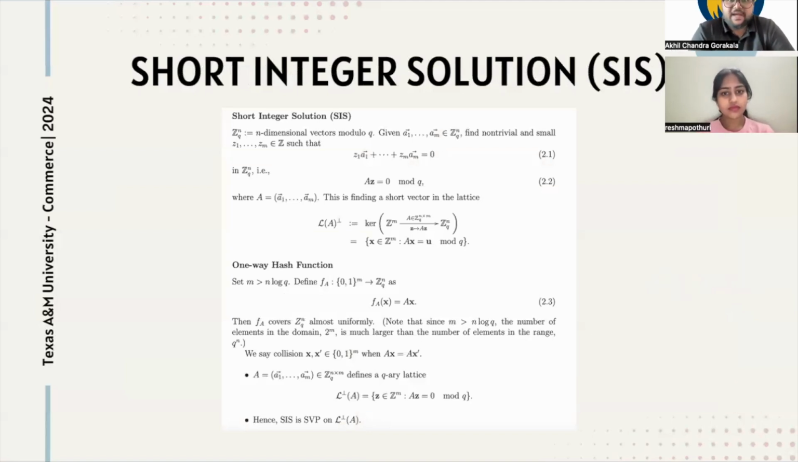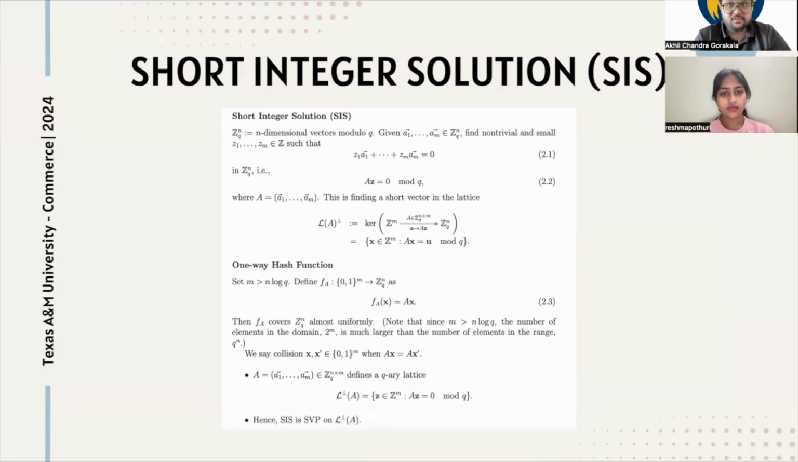So now coming to short integer solutions. This slide introduces the short integer solutions, the SIS problem, and other fundamental problems in lattice-based cryptography. Given a matrix A, the goal is to find a non-zero integer vector x with small entries such that Ax is congruent to 0 modulo q. From the lattice perspective, the SIS problem can be viewed as finding a short vector in the lattice of A, which is the set of all integer vectors that satisfy Ax equals 0 modulo q.